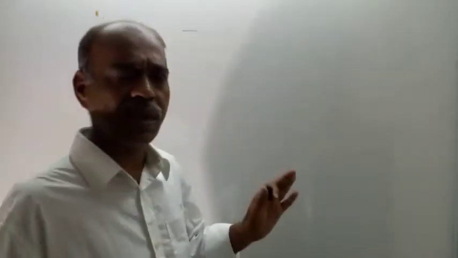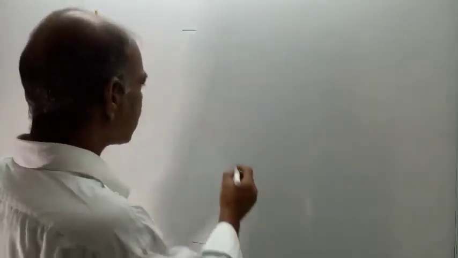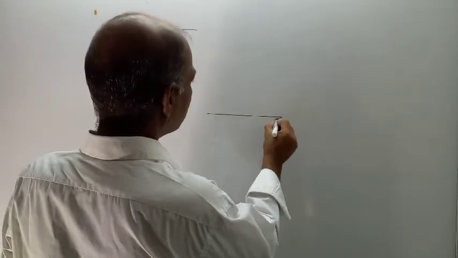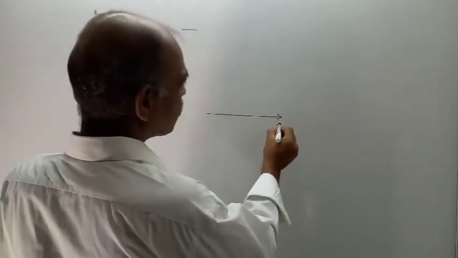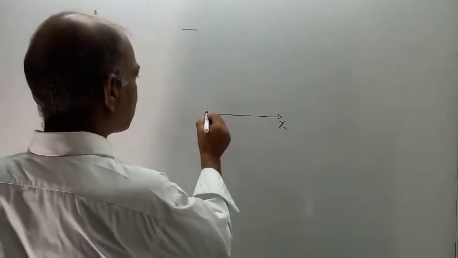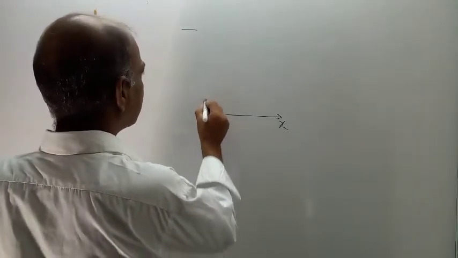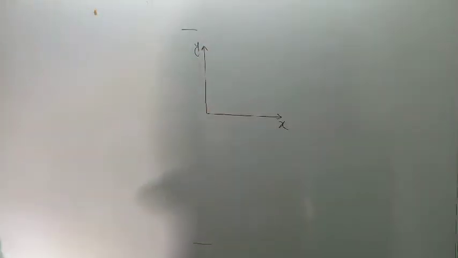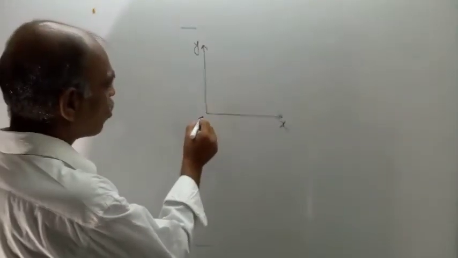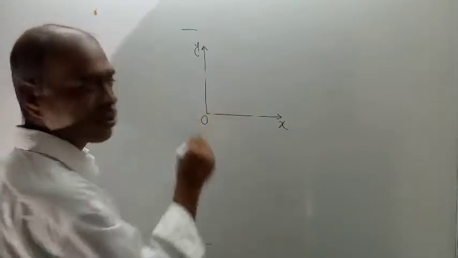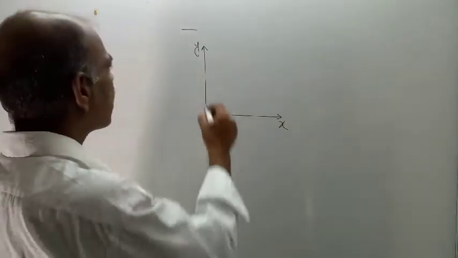Two axes, the x-axis and the y-axis. You know that the x-axis will be the horizontal one. Normally this is the convention. The x-axis is the horizontal one and perpendicular to this is the y-axis. And this is the origin O, where both axes meet.